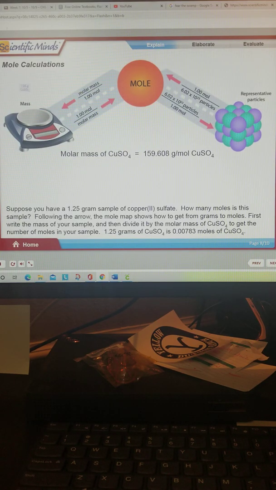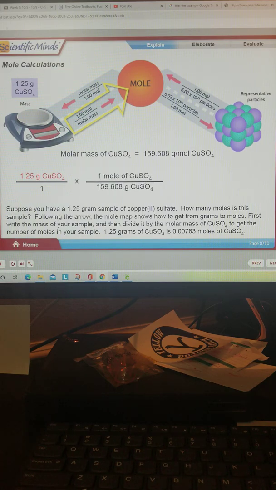Suppose you have a 1.25 gram sample of copper 2 sulfate. How many moles is this sample? Following the arrow, the mole map shows how to get from grams to moles. First, write the mass of your sample, and then divide it by the molar mass of CuSO4 to get the number of moles in your sample. 1.25 grams of CuSO4 is 0.00783 moles of CuSO4.